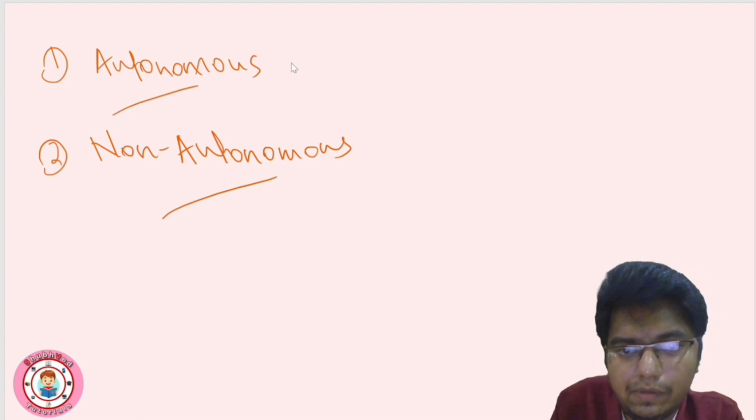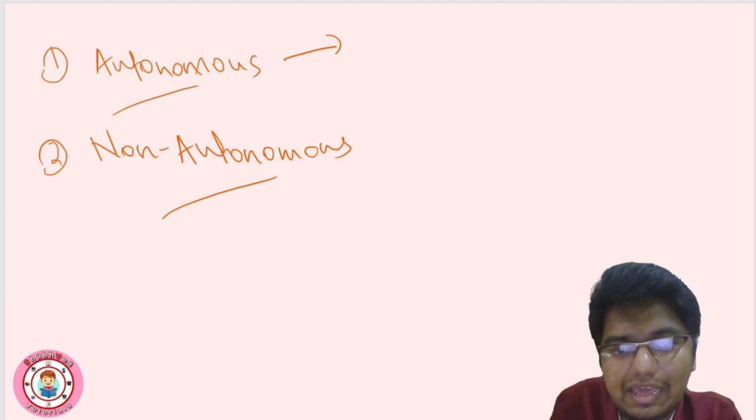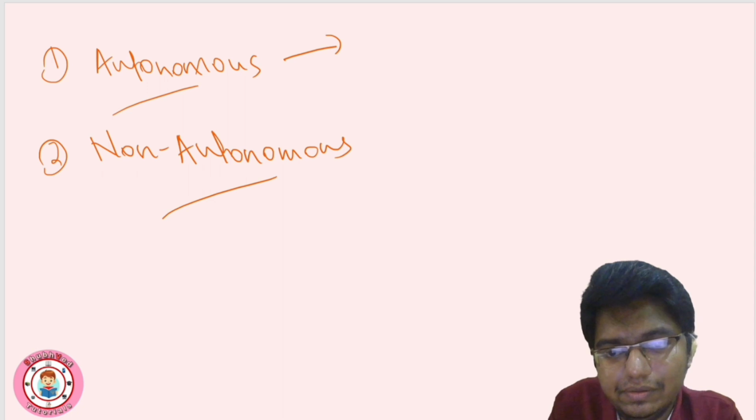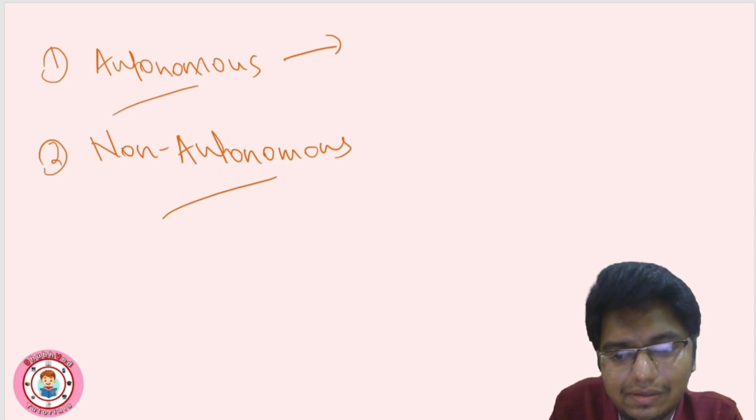Okay, now in autonomous what happens? Autonomous elements have everything. Means what? They can do their own transposition, right? They have everything required for the transposition process.